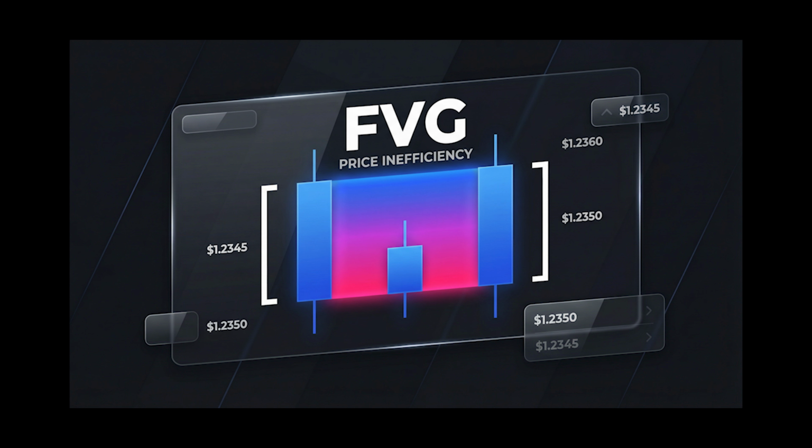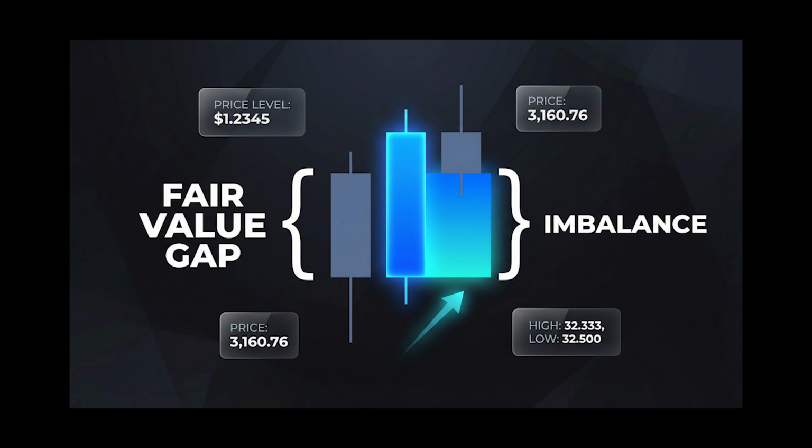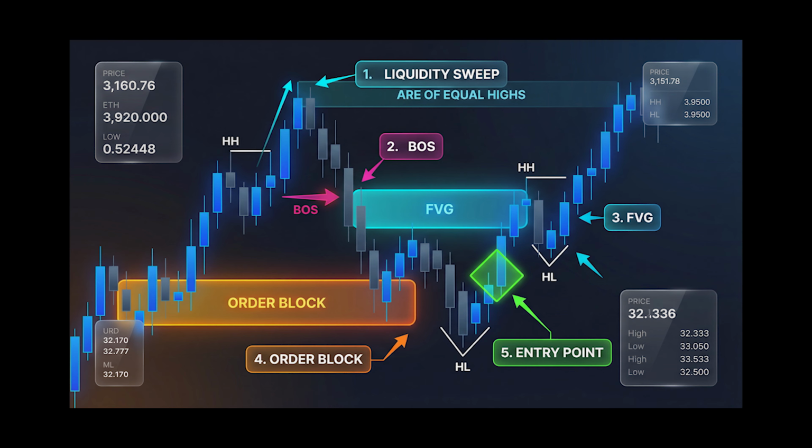When the market moves extremely fast, it creates something called a fair value gap. This is an imbalance between buyers and sellers, and the market often comes back to fill this gap before continuing the move. Here's how professional traders combine everything. First, price sweeps liquidity. Then, the market breaks structure. Next, an order block forms. Finally, price retraces into a fair value gap. That's where traders look for entries.